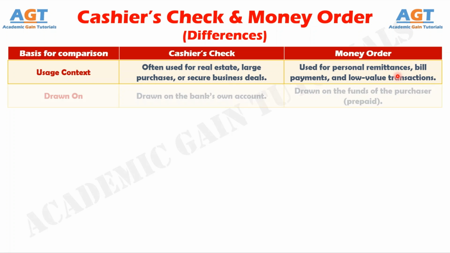And difference number 10. A cashier's check is drawn on the bank's own account, guaranteeing payment, whereas a money order is drawn on prepaid funds provided by the purchaser. So, these are the differences between cashier's check and money order.